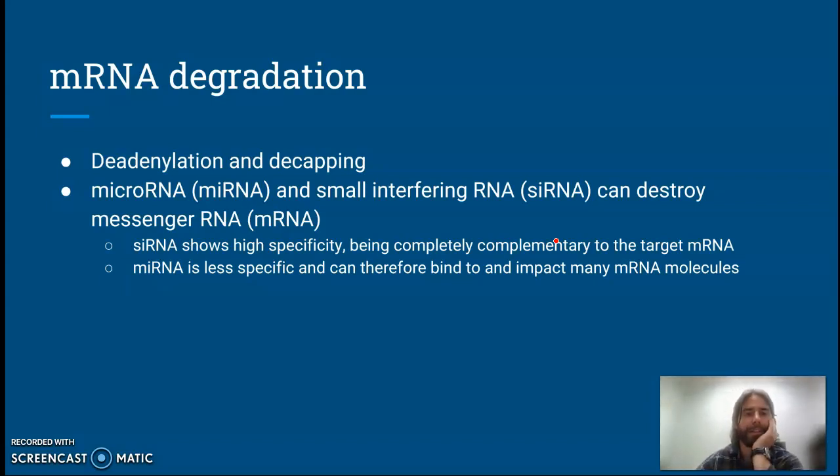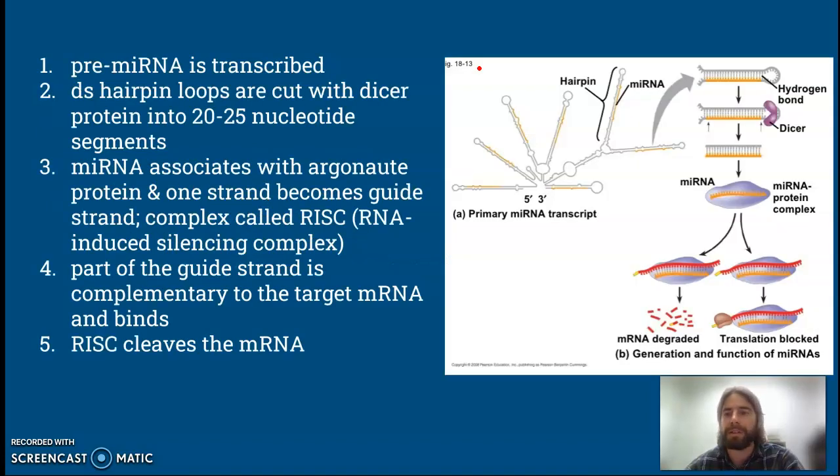mRNA degradation is a pretty cool one. Essentially, once our mRNA is created, there are small RNAs that can be used to destroy messenger RNA and stop them from being translated. So it's a little bit complicated. I hope I don't run out of time here in this recording. It's life. But essentially, we have microRNAs and we have silent interfering RNAs.